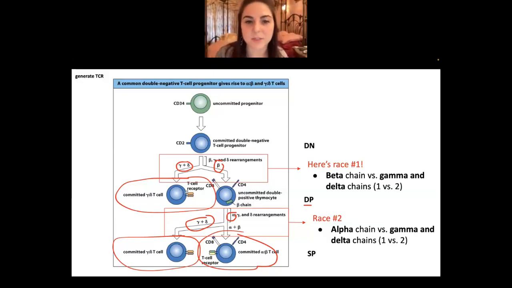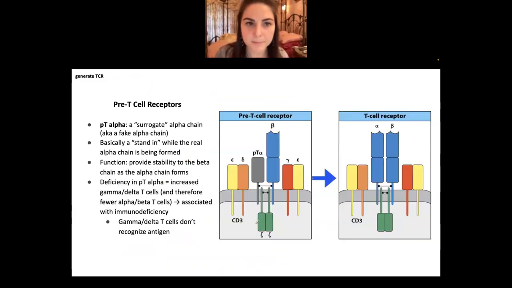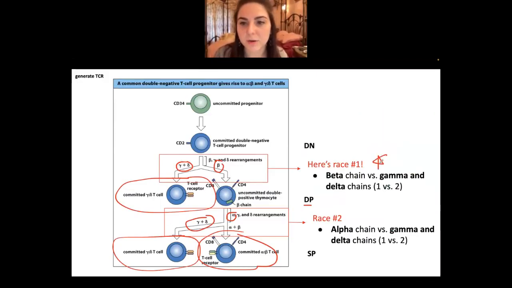We want the T cell receptor to be alpha beta, and it races against the gamma delta receptor trying to develop. When the beta chain is rearranging, it can't just rearrange by itself. It needs a surrogate alpha chain.